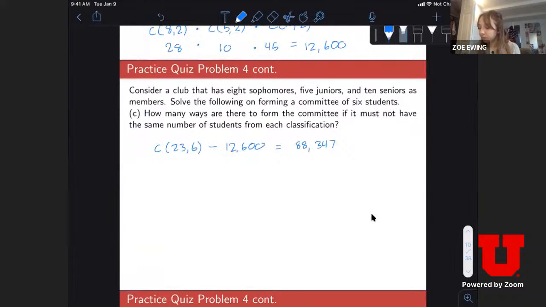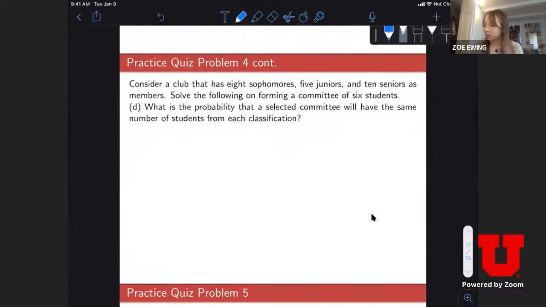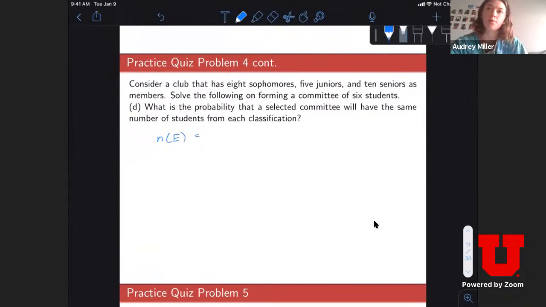Okay. So our last problem, what is the probability that a selected committee will have the same number of students from each classification? And again, we've already done the math for this. We just need to figure out how to use it. So what is the size of our event? If the event is that there are the same number of students from each classification, is it the 12,600? Mm-hmm.